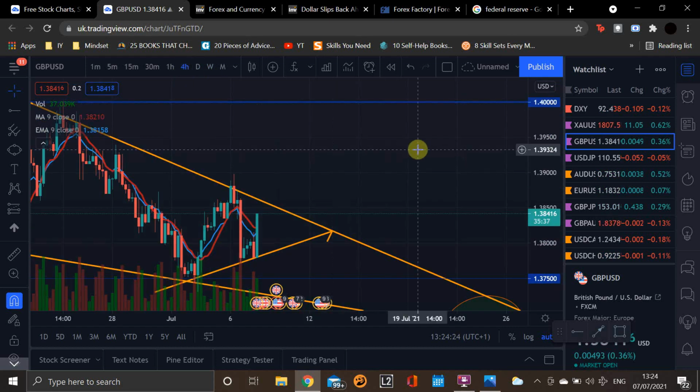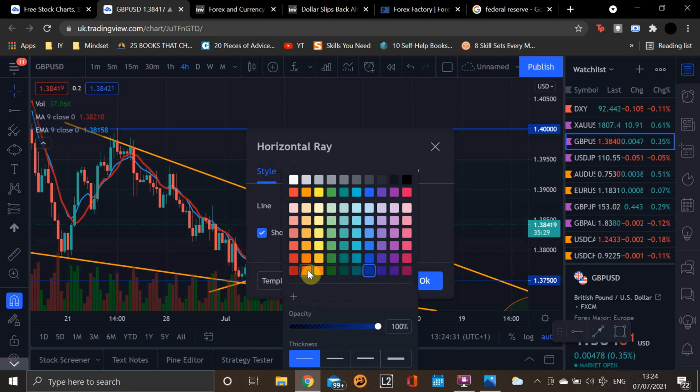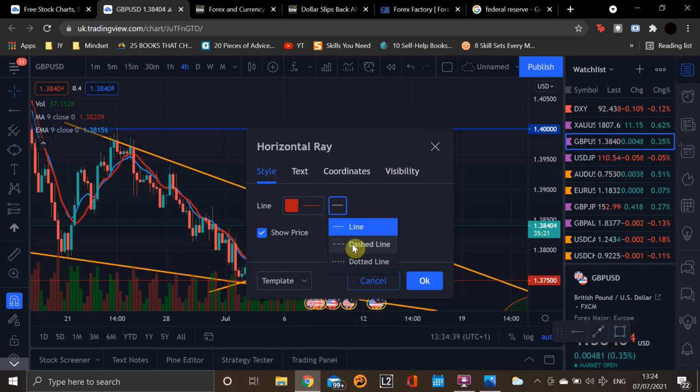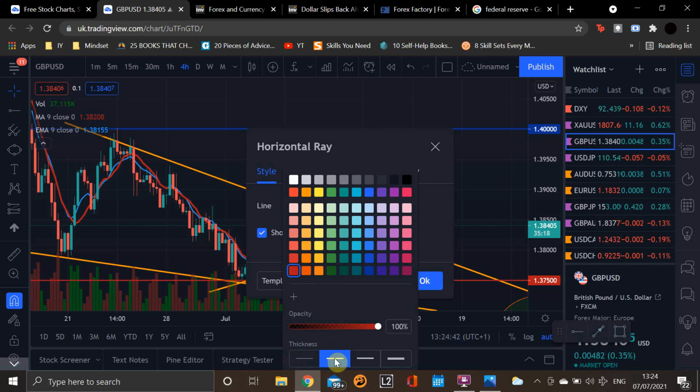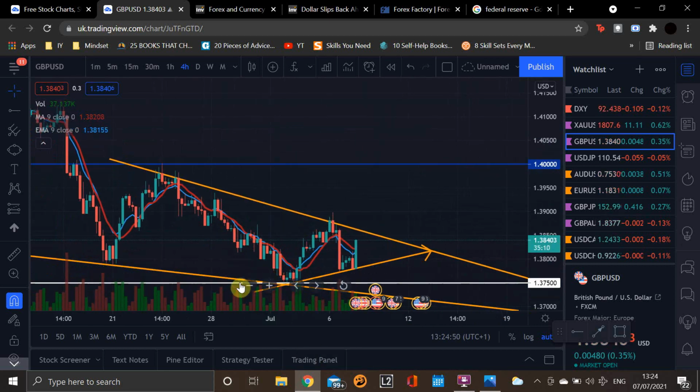Okay, look how interesting that is. So at 1.375, that would have been a great confirmation to get in. I want something that stands out. Okay, white line, perfect. Look at that. So it bounced off the trend line, and it bounced off that mid-level between 1.4 and 1.35. It's come up. That would have been a great buy.